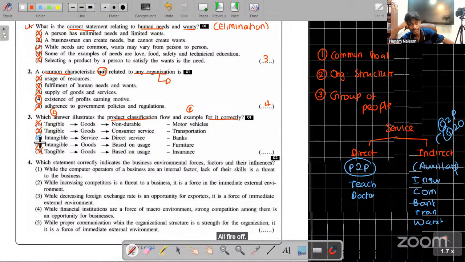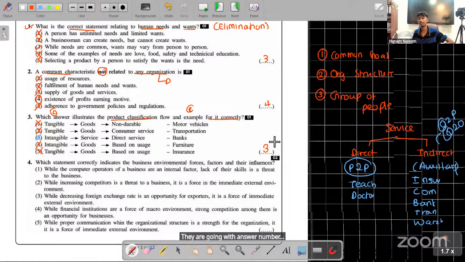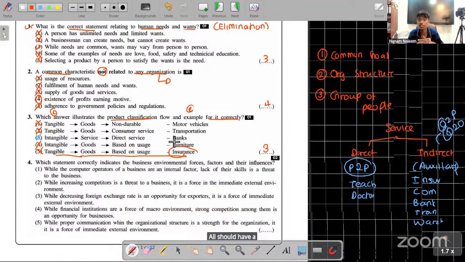All five wrong. Okay, then what's the answer they have given in the scheme for this? They are going with answer number 3. Why? Okay, the reason is, don't take it like that. Here, look, tangible is goods. So what's the goods they are talking about? They are talking about insurance. So is insurance a good? Even though these two are correct, you have to continue. All should have a good relationship. So here, the answer should be the third one.